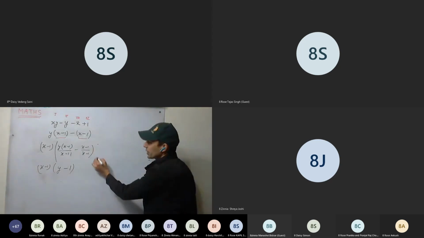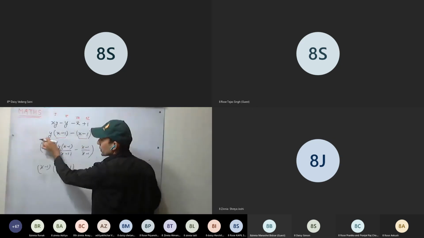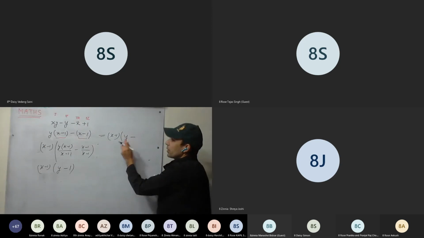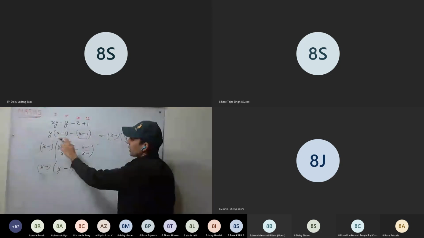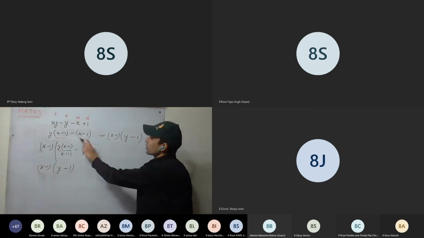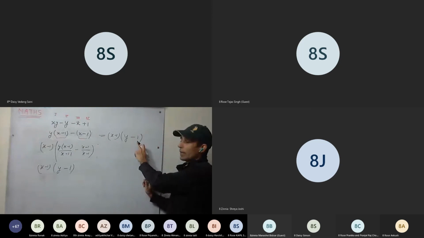Or you can avoid this step as well. You can simply write it as x minus 1. Now x minus 1 from the first term we have taken common out. So what is remaining? Y. And from here x minus 1 we have taken. What is remaining here? 1. Don't forget about 1. 1 into x minus 1 is there. So x minus 1 we have taken, minus 1.